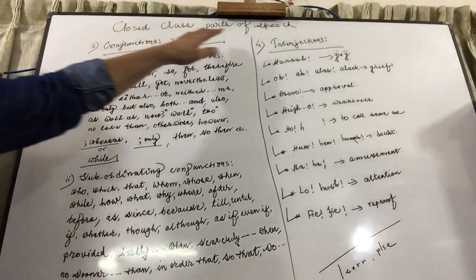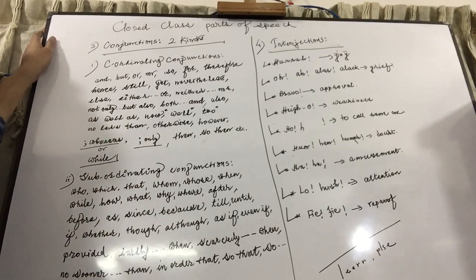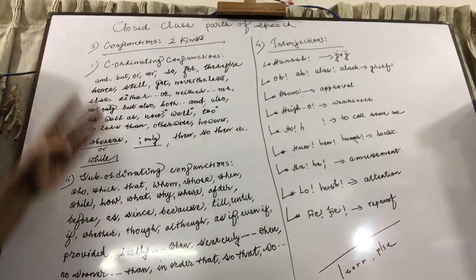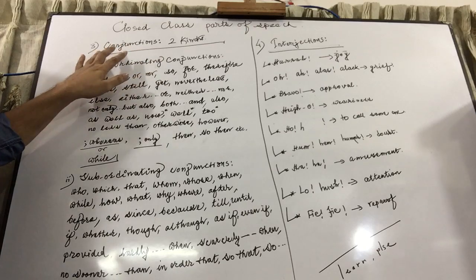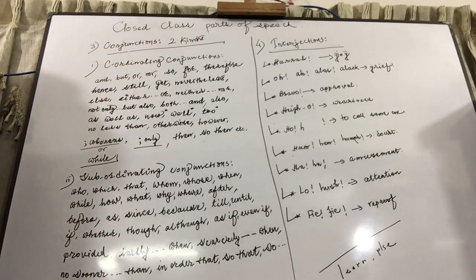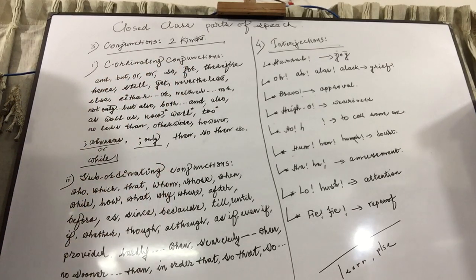There are closed class parts of speech. In the previous class, you have learned pronouns and prepositions. Now, conjunctions. Basically, conjunctions are of two kinds. One is coordinating conjunctions and another one is subordinating conjunctions.